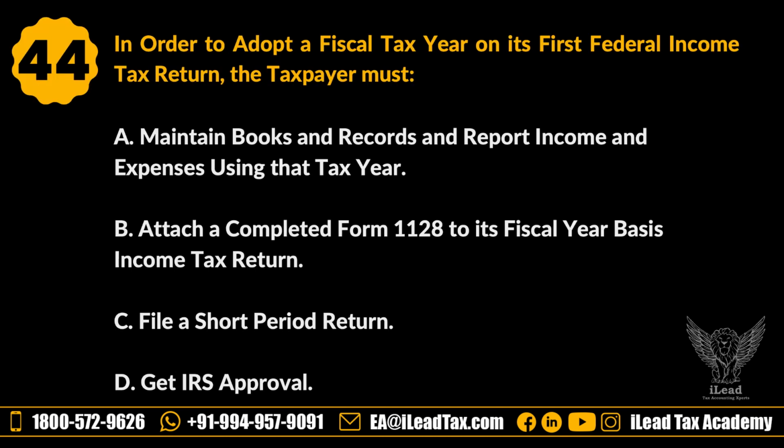In order to adopt a fiscal tax year on its first federal income tax return, the taxpayer must A. Maintain books and records and report income and expenses using that tax year. Option B. Attach a completed Form 1128 to his fiscal year basis income tax return. Option C. File a short period return. Option D. Get IRS approval. Let's see the answer.